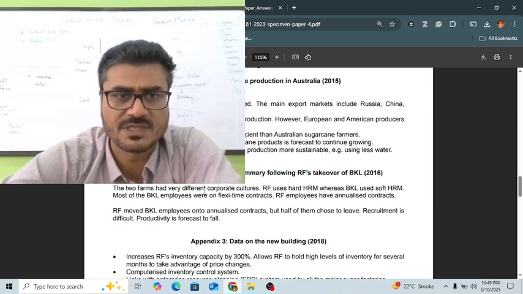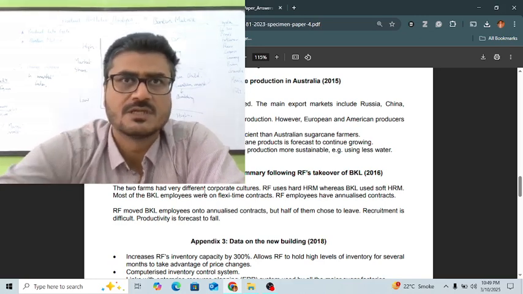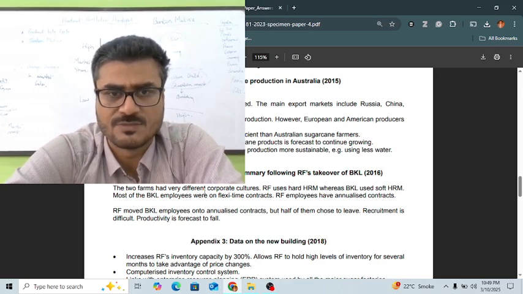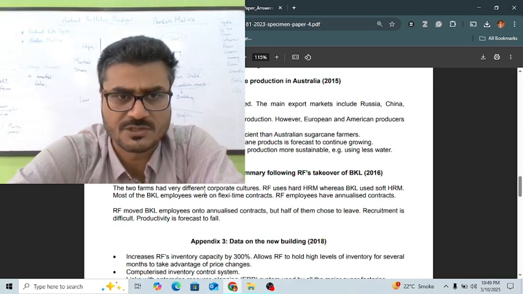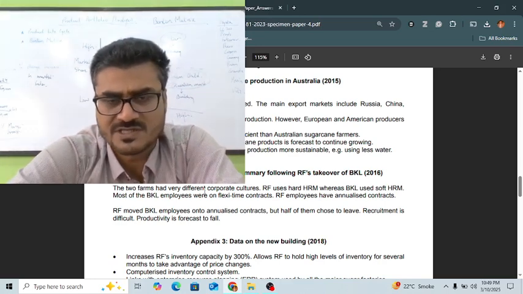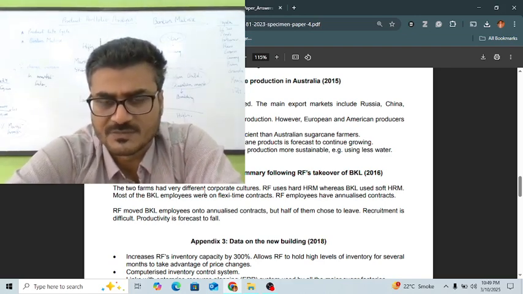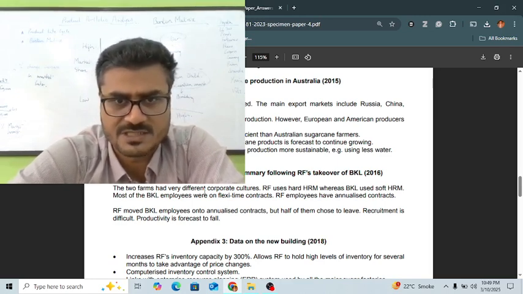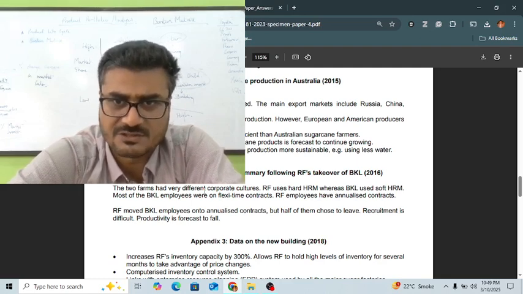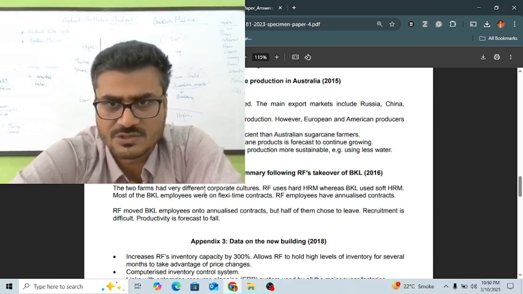So what would happen? It can result in conflict between employees. It can also be very difficult to manage the change within the business, to manage the operations, because of different types of corporate cultures being followed. Why? Because one is using soft HRM, so you need to highlight the characteristics of hard HRM and soft HRM in your analysis points, and then come up with a conclusion and recommendations on how they are going to manage it. And RF employees have annualized contracts, whereas BKL employees were on flexi time contracts. So obviously both approaches are different.